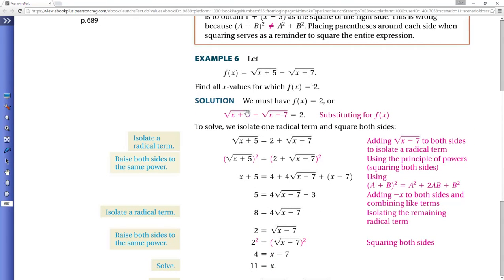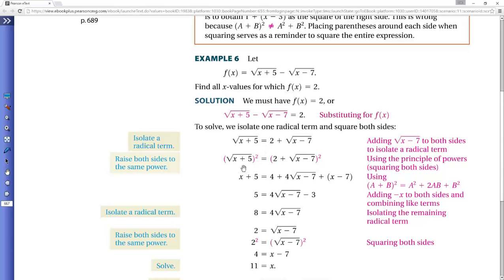Well, let's look at this one here. f of x, we've got a function format here. It says find all values of x for which f of x is equal to 2. Now, we must have f of x equal to 2, so we end up with this equation. They're talking about the result is 2. They didn't tell us what the x is to put in here, but it creates this equation where I have this difference of radicals equal to 2.